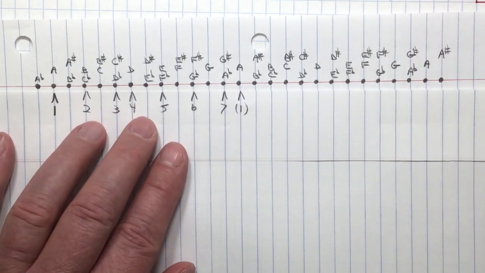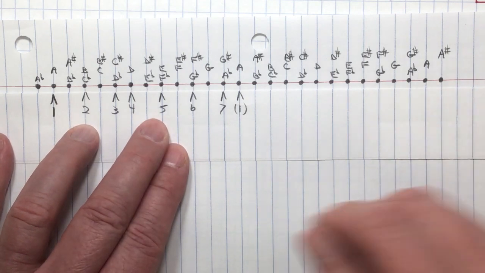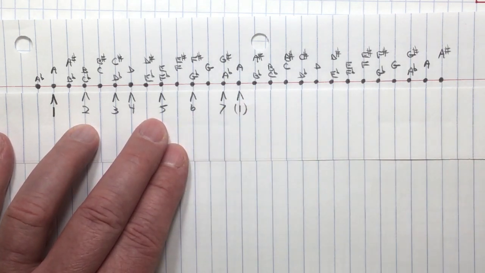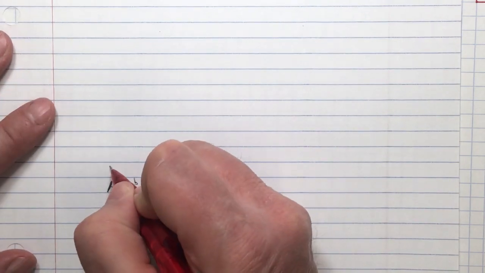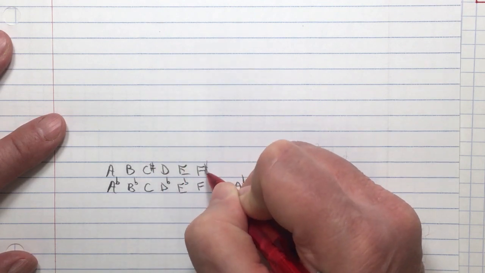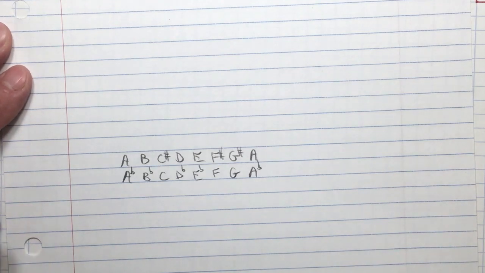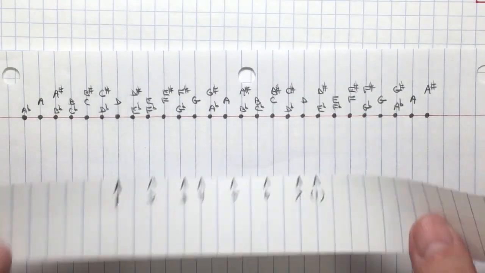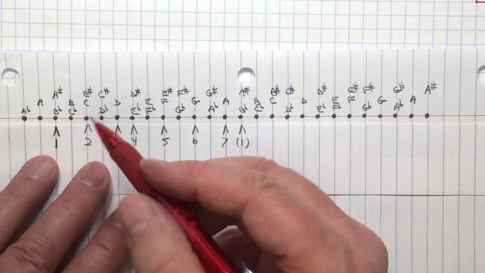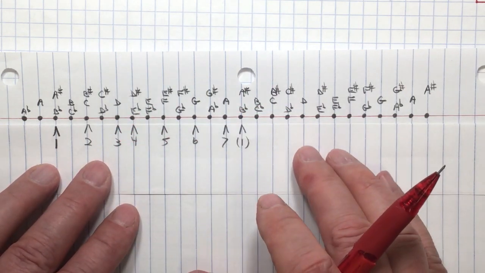Go to A. You'll find A, B, C sharp, D, E, F sharp, G sharp, A. Go to your separate sheet of paper. Place that right above the first scale you did, A, B, C sharp, D, E, F sharp, G sharp, A. You should start to recognize some interesting comparisons. Let's stay on the letter A. If you go to A sharp, you'll find out A sharp, B sharp. I can't skip a letter and go to D, so there's no A sharp major scale.